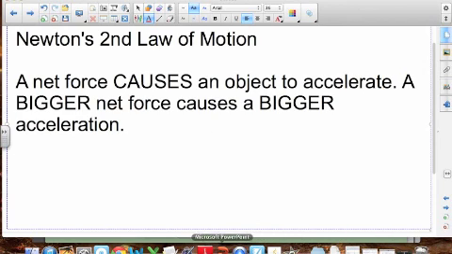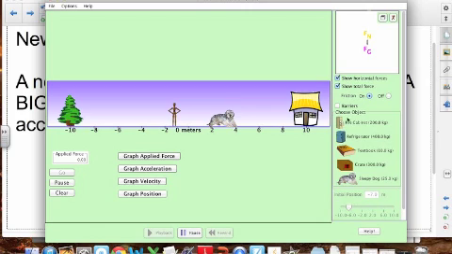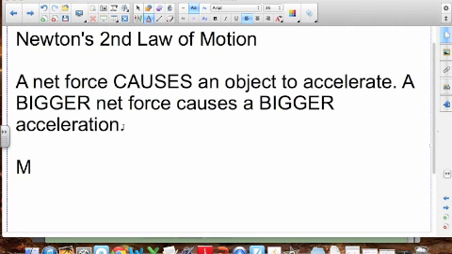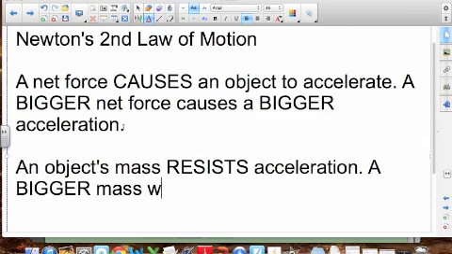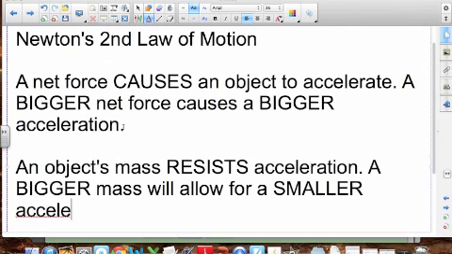But as we saw with the file cabinet and the sleepy dog, an object's mass resists acceleration. And that means that a bigger mass will allow for a smaller acceleration. Okay?